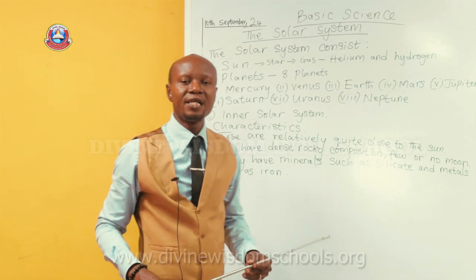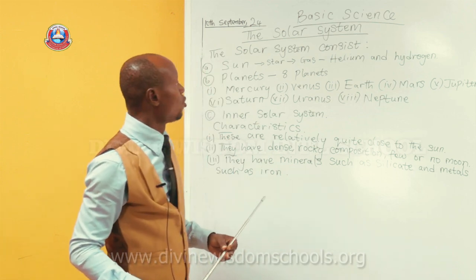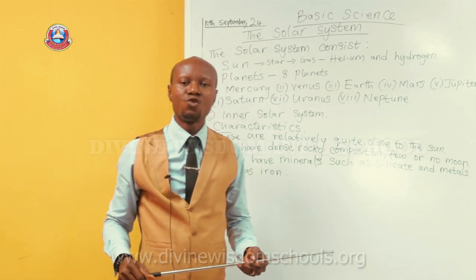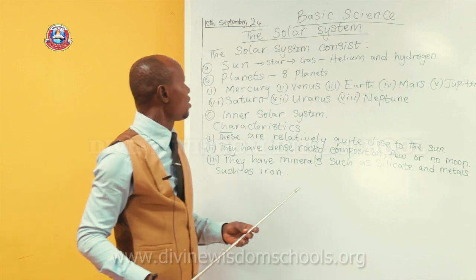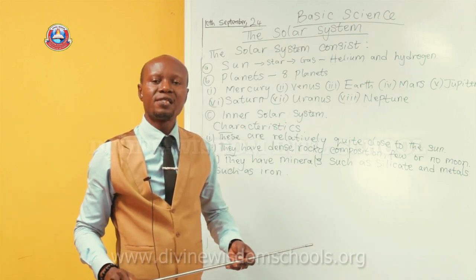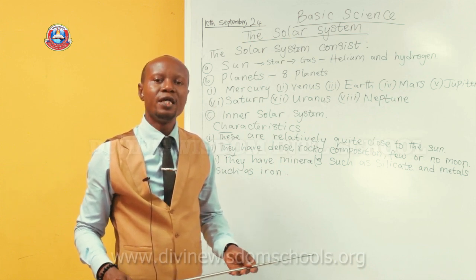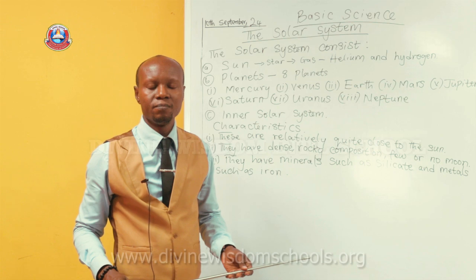Today in basic science, we'll be looking at our first topic, the solar system. The solar system was formed 4.6 million years ago, and it is located in the Orion Arm.